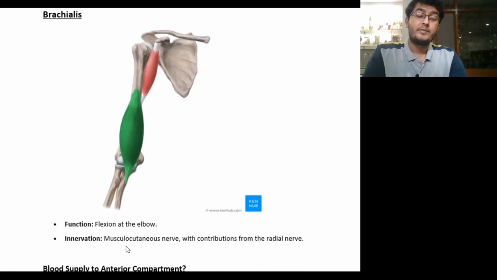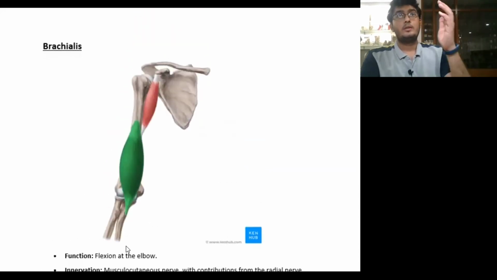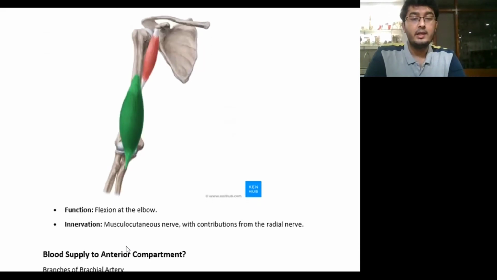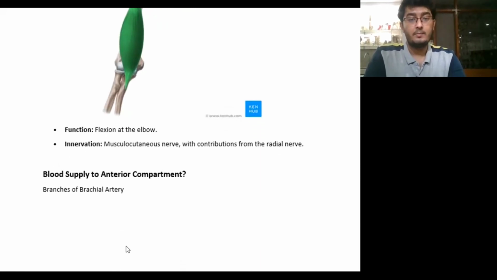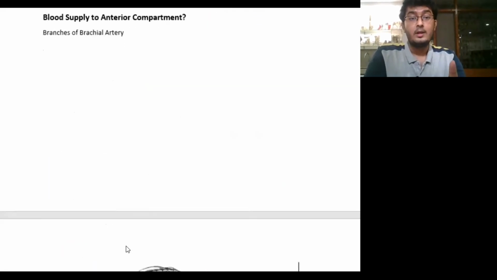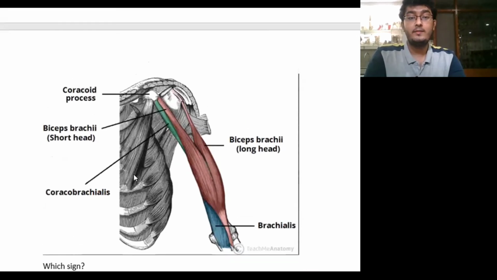So what is the blood supply to the anterior compartment? There is a singular blood vessel that supplies all of the muscles of the anterior compartment, and that is the brachial artery. Branches of the brachial artery supply the muscles of the anterior compartment. And with that, we are done with the anterior compartment. Just one more thing. In the next slide, we can see that these are all the three muscles of the anterior compartment.